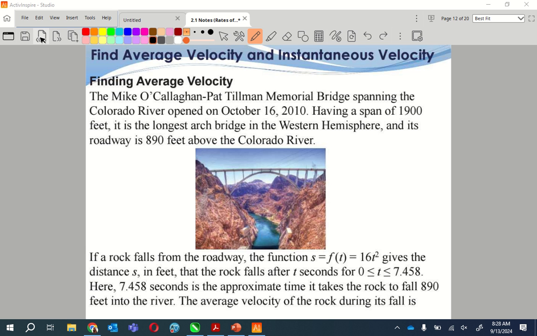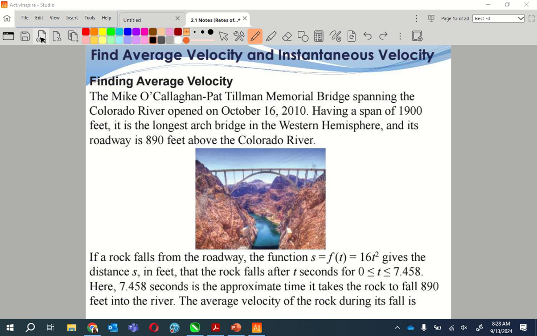There's a reason why I print off these notes and you write stuff on it. Anyone recall? What does the word average mean? If I give you two numbers and I say find the average, what would you do? Add them together and divide by 2, right?